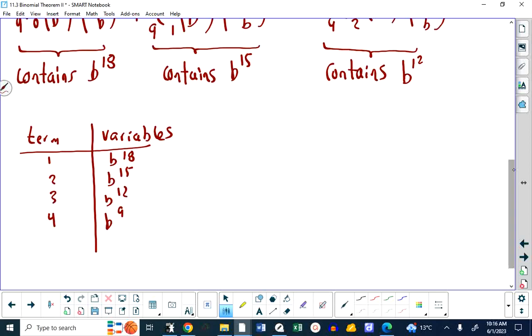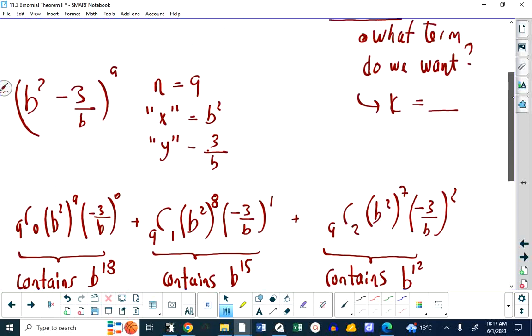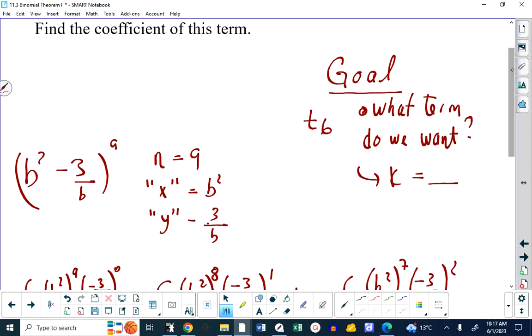So I'm going to keep going. If we're talking about term 5, it's b to the 6. Term 6 is b cubed. Jackpot. That's what we're after, which means it's the 6th term. And that means if it's T6, we have the key number, and this question is now a question like the previous examples. You know what n is, you know what x is, you know what y is, and now you can use the key number of 5 to answer the question.